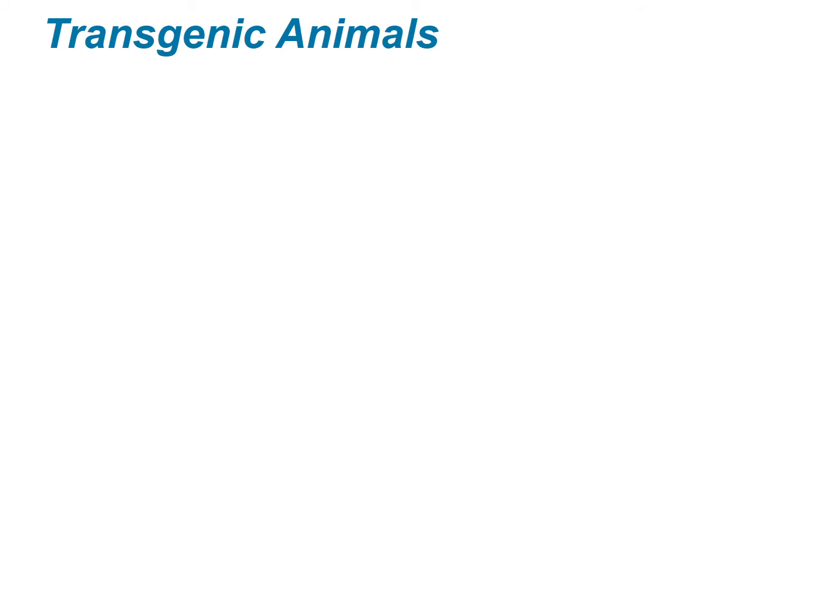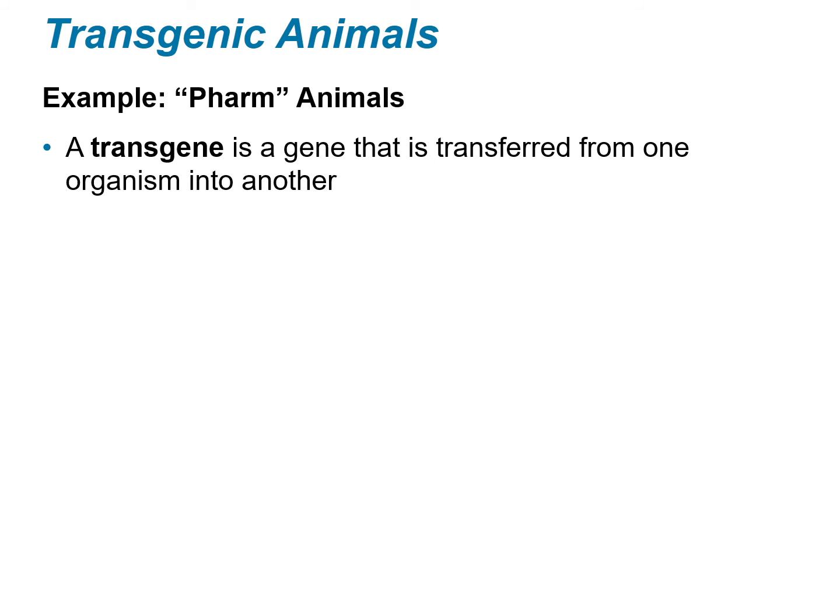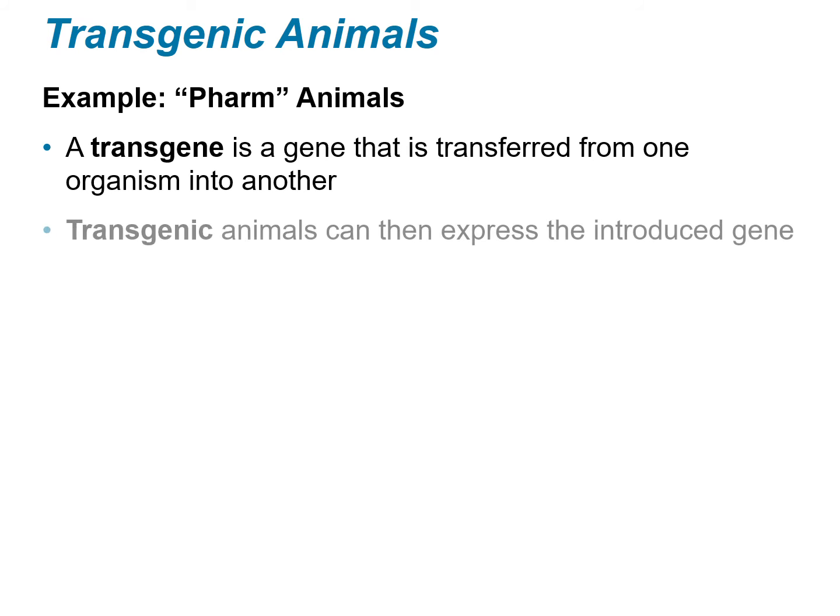So, of course, the ability to do that is based on producing transgenic animals. These are animals that express genes, or transgenes, from other organisms or other species. An example would be farm animals. Farm in quotations, PHARM, implies that these farm animals are producing pharmaceuticals. Just a reminder, a transgene is a gene that's transferred from one organism to another.